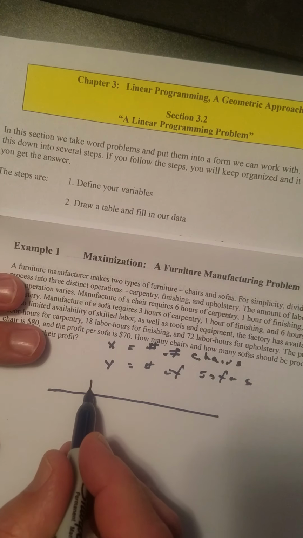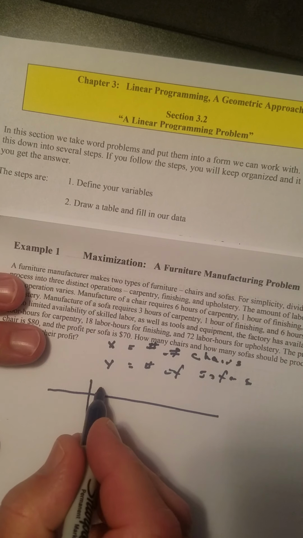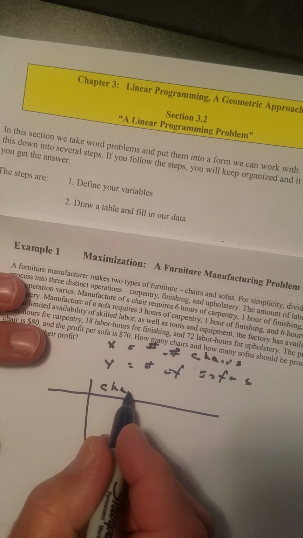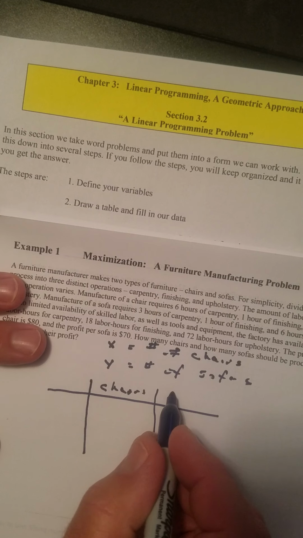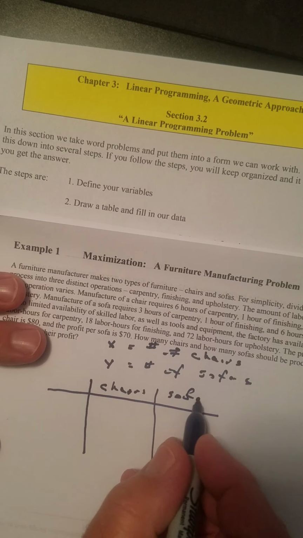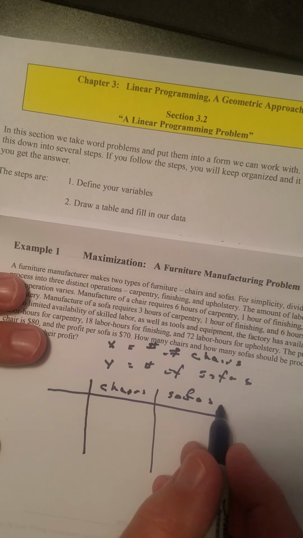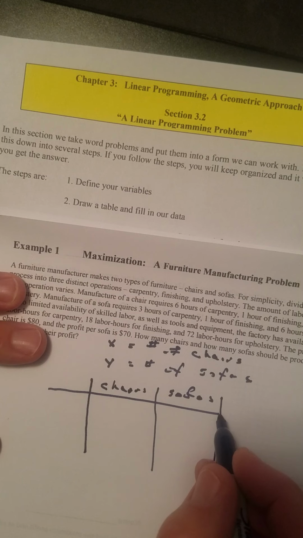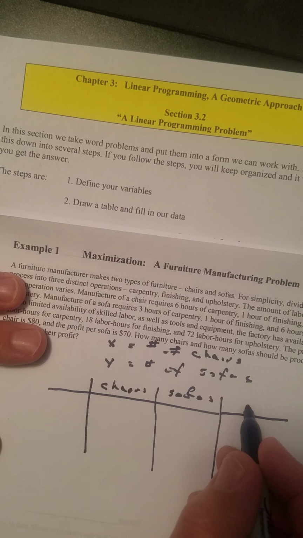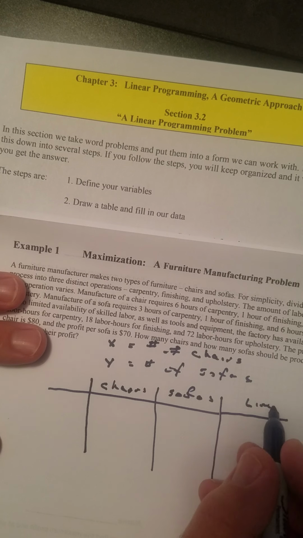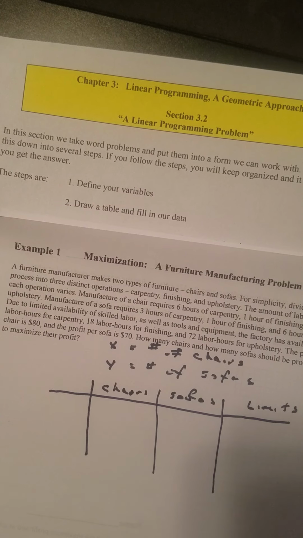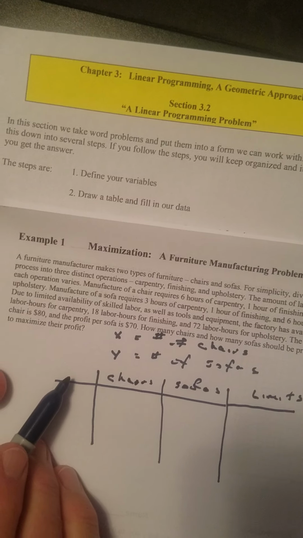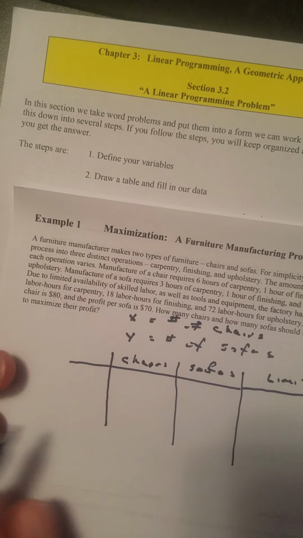One thing I'm going to know is I'm going to put chairs and sofas on the top, and then my limits, what I call the limits, would be over here. Now this side is blank because I'm going to put some things down here.